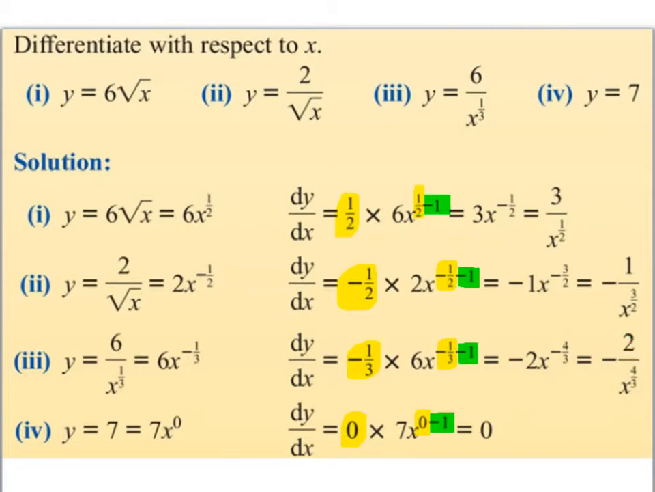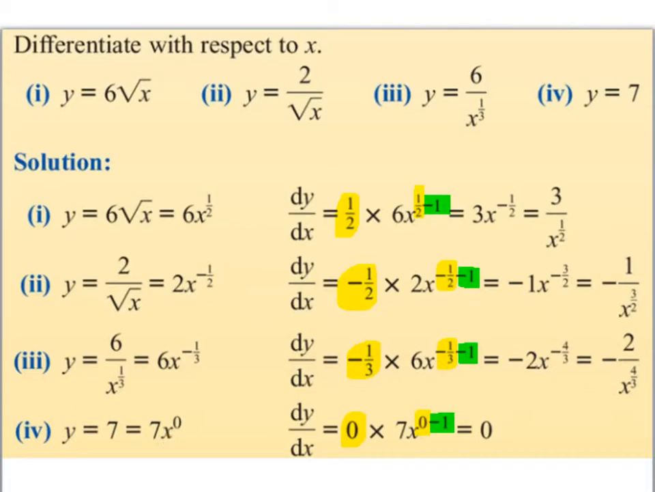And lastly, we have y is equal to 7. Well, y is equal to 7 is the same thing as y is equal to 7x to the power of 0, because x to the power of 0 is equal to 1. So this is really 7 times 1, which is 7.